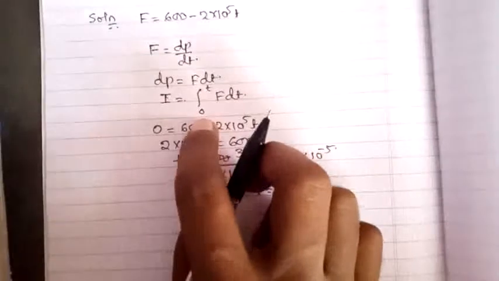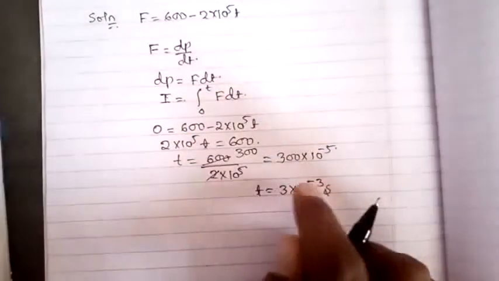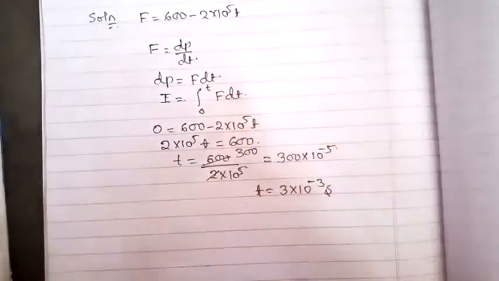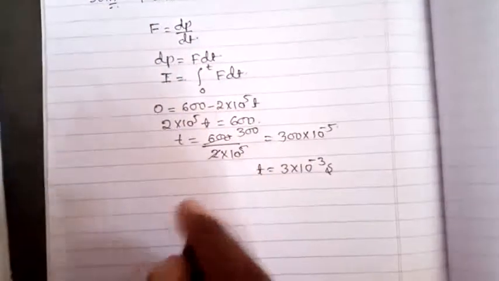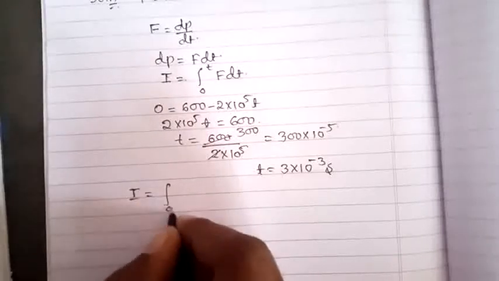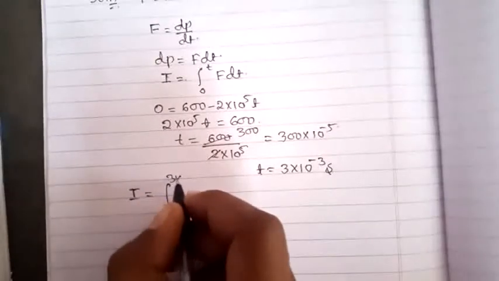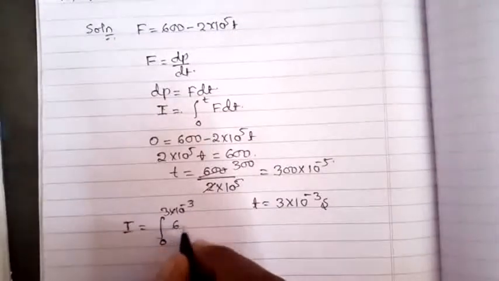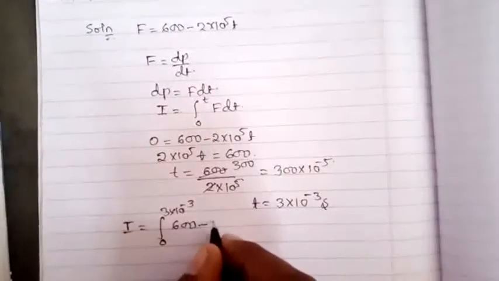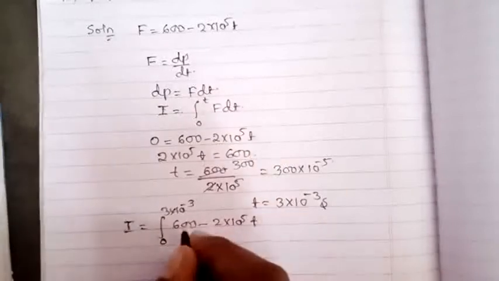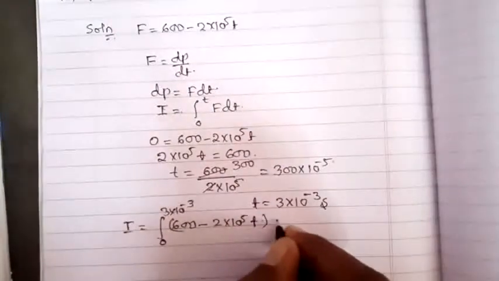Then by taking the limit from 0 to t. So what is the final time taken here? 3 into 10 to the power of minus 3 second. Then by using this formula, I is equal to integral from 0 to 3 into 10 to the power of minus 3. Then what is F? F is nothing but 600 minus 2 into 10 to the power of 5 into t, with respect to dt.